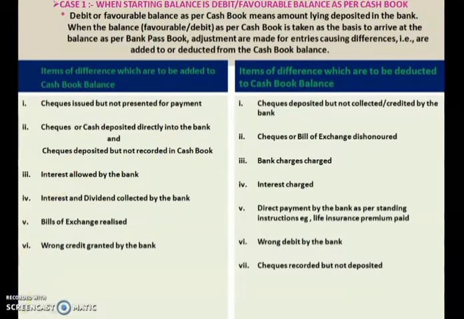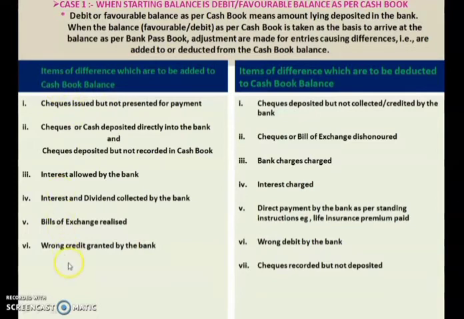Next is interest allowed by the bank. So interest has been allowed by the bank. Bank has recorded that in bank passbook, but in cash book it is not recorded. So that difference you have to add in cash book. Same is the case with interest and dividend collected by the bank, that you have to add in cash book. Then bills of exchange realized, that also you have to add in cash book. Wrong credit granted by the bank, so that also you have to add in your cash book balance.